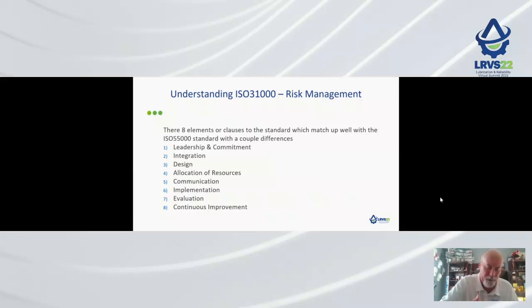All right, they're listed here. Now, in regards to the ISO 55000 and the overlap between those two standards, similarities are in leadership, the integration, the allocation of resources, communication, the implementation, the evaluation, the continuous improvement. So 7 of those 8 elements overlap with the ISO 55000. That's why I truly believe you can't have one without the other.